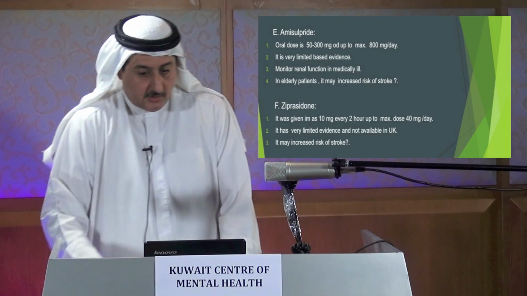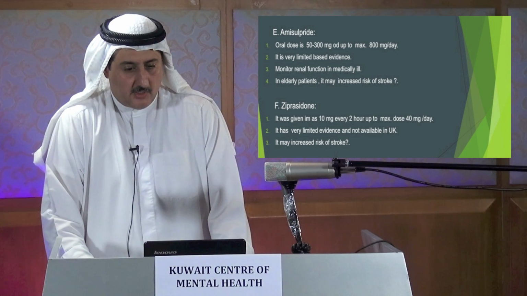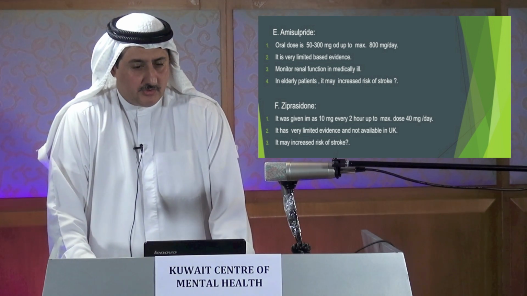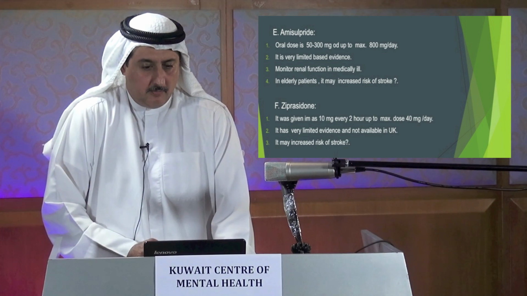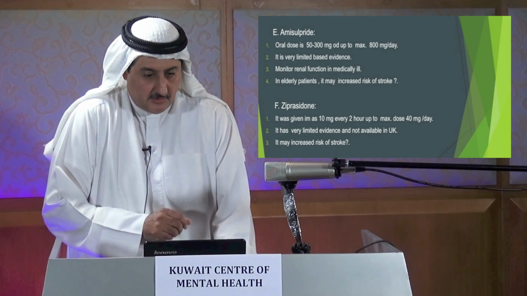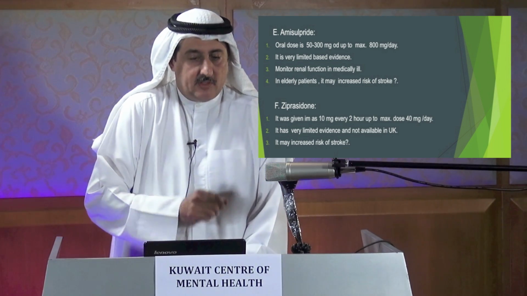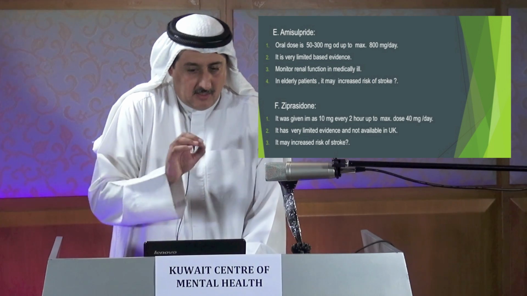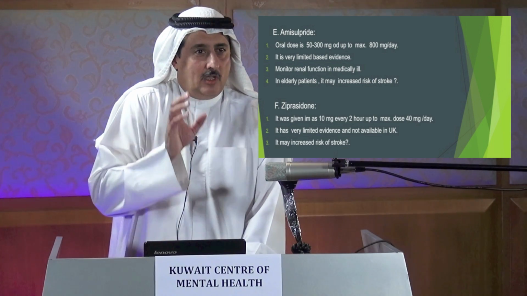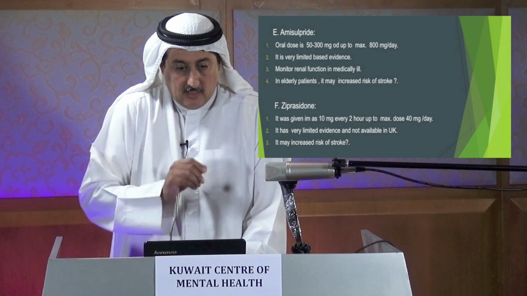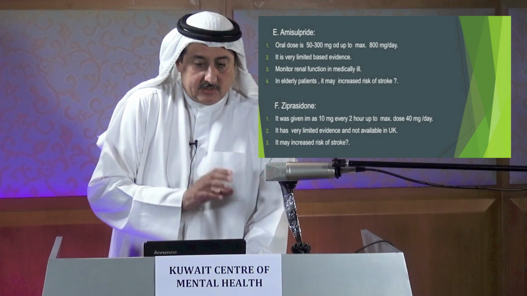Also, they use amisulpride, and they start with 50 to 300 milligram once daily, up to 800 milligram. It has very limited evidence base. You have to monitor renal function. If you have somebody in the renal unit, you have to avoid giving this. In elderly patients, it may increase the risk of stroke.